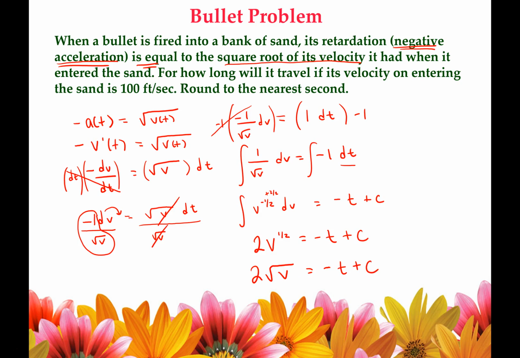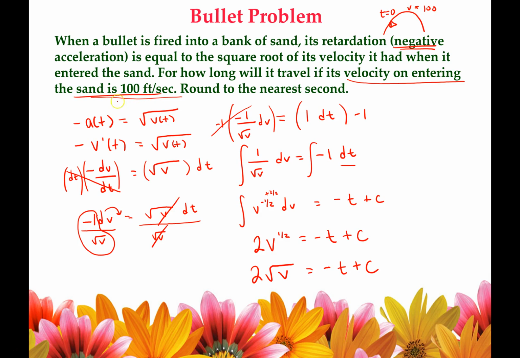And we now have to solve for c, and we've yet to do this, but we have enough information in this problem to do so. For example, I know that the velocity on entering the sand is 100 feet per second. We're going to assume that when the bullet hits the sand, we're going to let that be time equals 0. And so when the bullet hits the sand, our velocity was equal to 100.